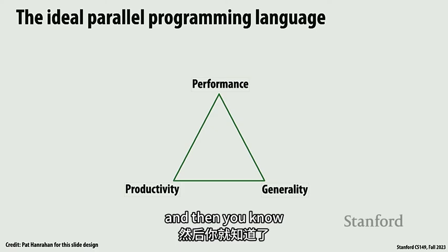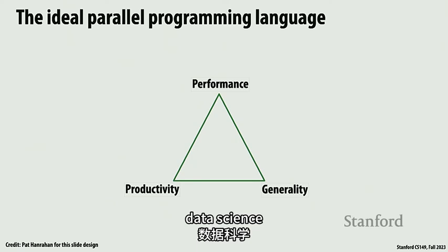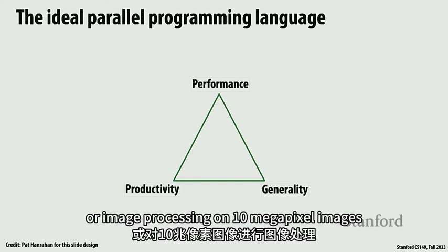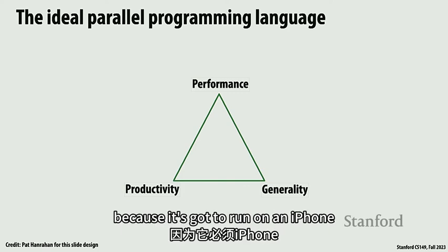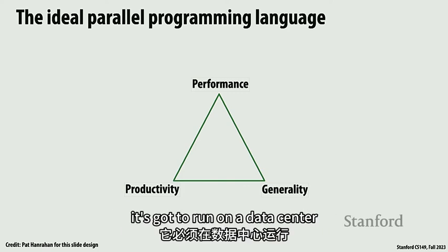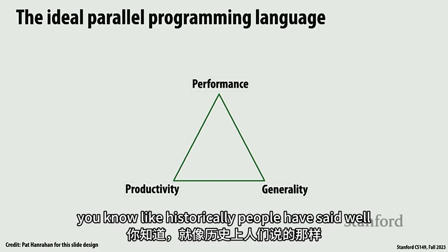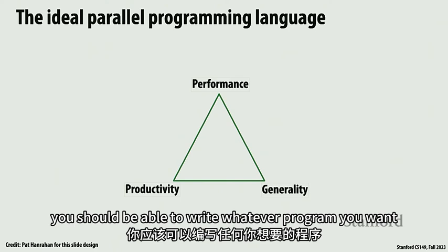And then, in many cases, you probably like a high-performance programming language because these days, machine learning, data science, big graph algorithms on terabyte-sized graphs, et cetera, or image processing on 10 megapixel images, you're going to want performance because it's got to run on an iPhone, it's got to run on a data center. And then last, historically, people have said, well, programming language should be general. You should be able to write whatever program you want.